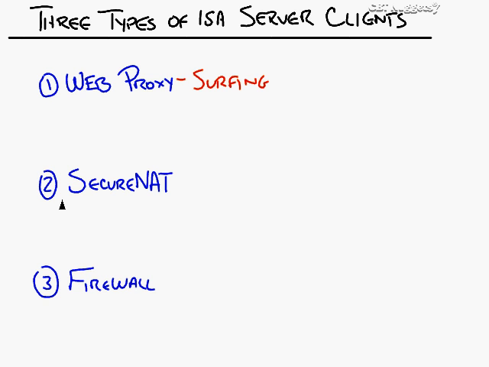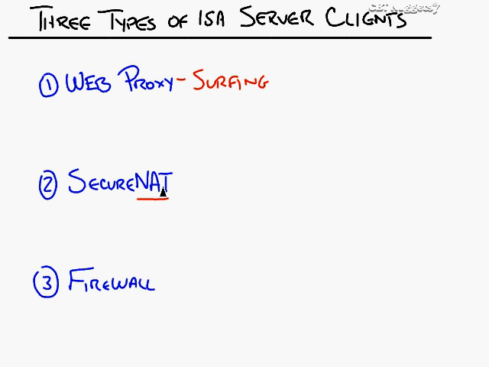Let's hit the second client, which is actually going to be the most common one that you'll find. That is the Secure NAT client. Now, most people have heard of network address translation. It's the system that allows you to translate from a private internal address to a public internet valid address, and furthermore, share that address between many computers. Nearly all major businesses in the world that have internet access for their internal employees will use network address translation.